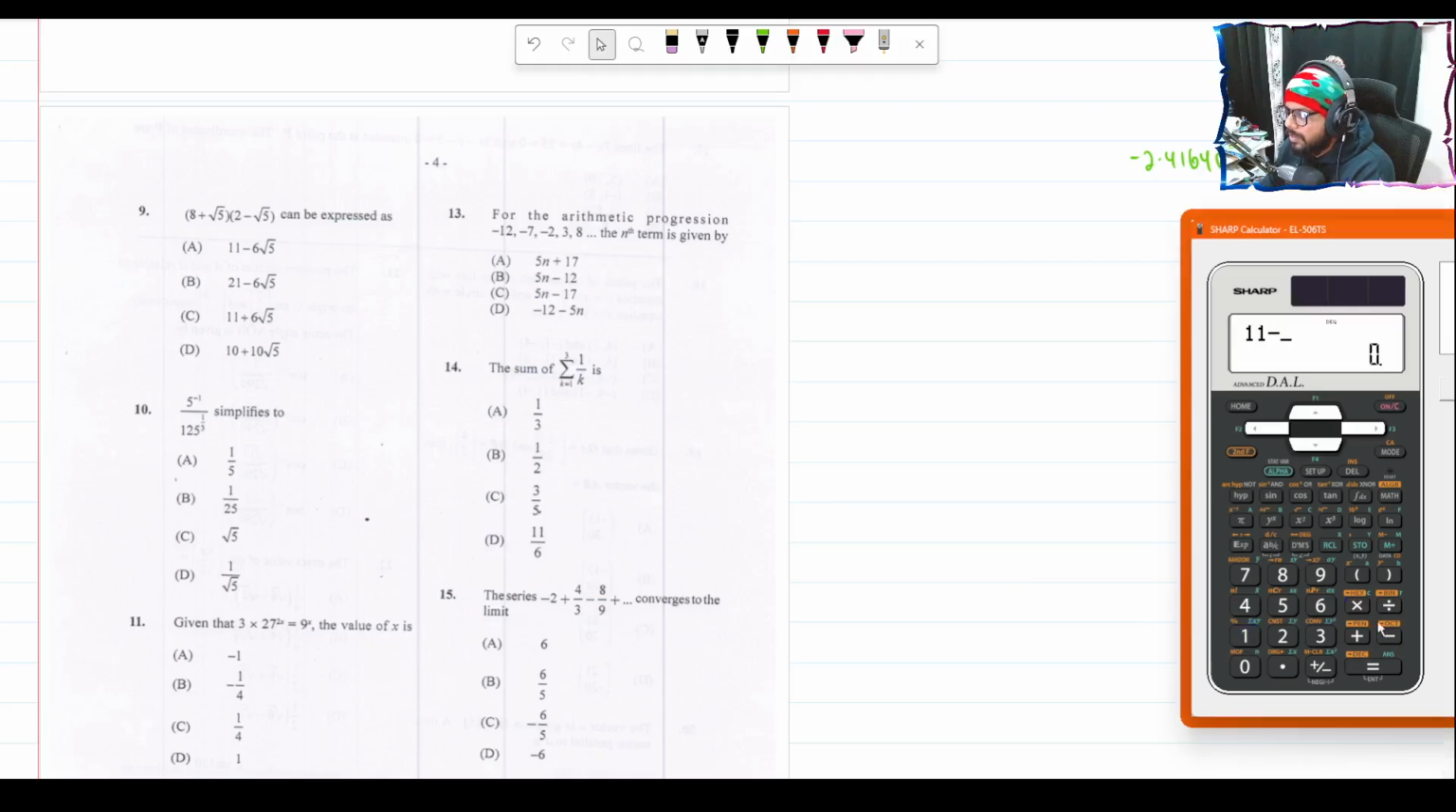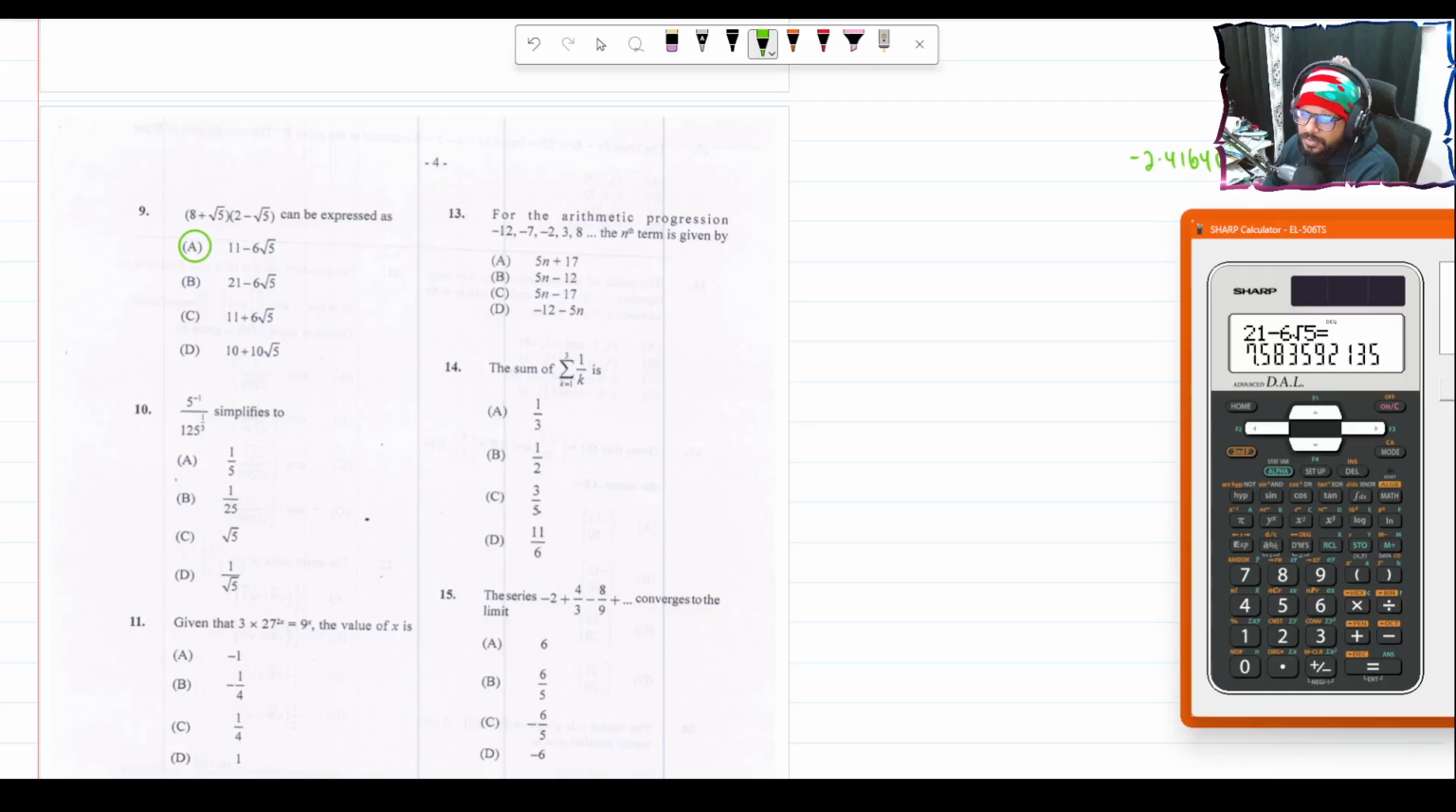So 11 take away 6 root 5 gives negative 2.416407865. So the answer is A. Let me just entertain the second answer. 21 take away 6 root 5. Positive number.